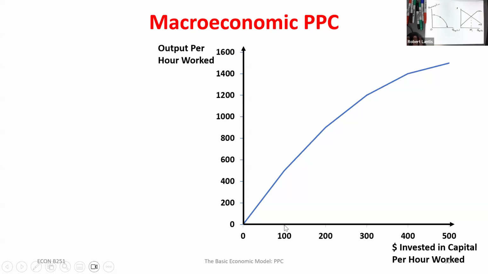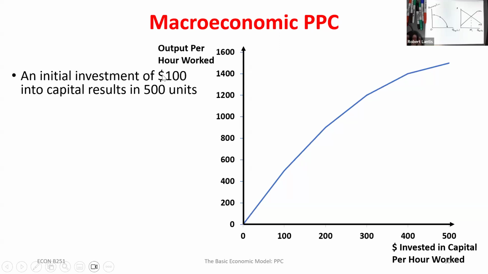Well, the first $100 I invest, if I don't put any money into capital, let's say I have a factory, I don't give my workers a building, I don't give them any machines to use, and I ask them, hey, go out and produce me something as dumb as glass bottles, right? They can't produce any, right? Now, as I start to give them more capital, more machinery, a place to work, they can start to produce more and more output, more and more of these glass bottles. So initially, the first $100 I invest, I'm going from 0 output to 500.